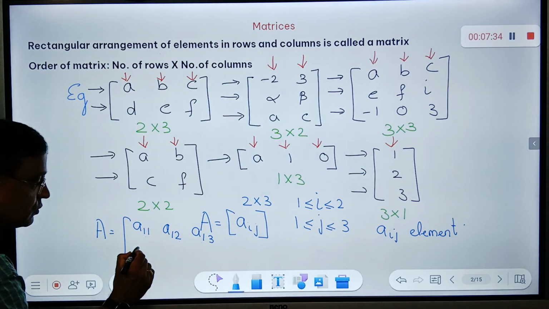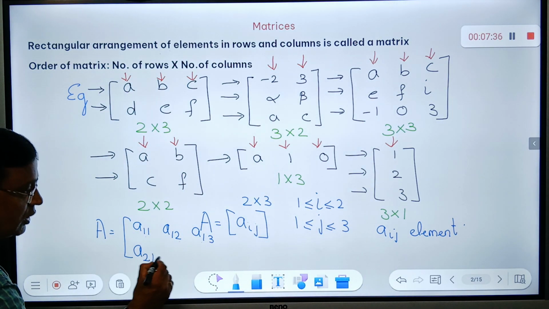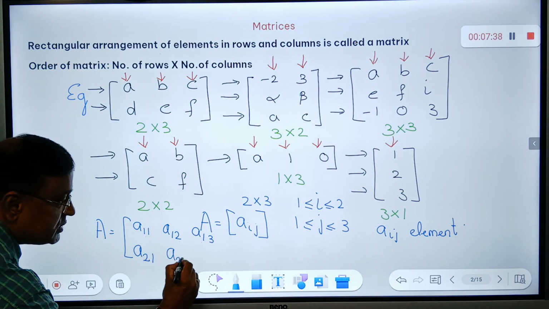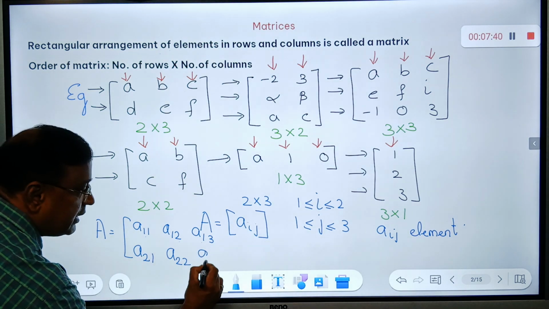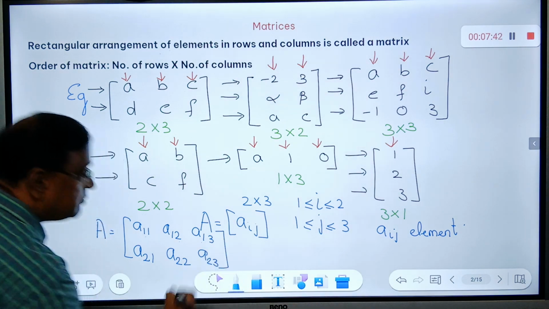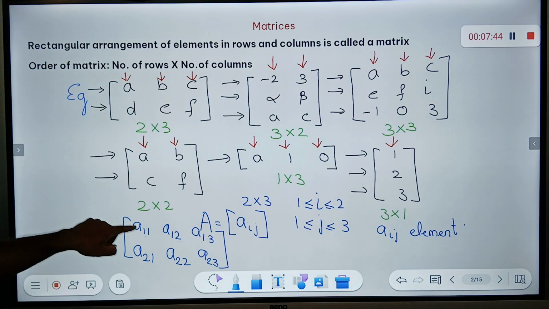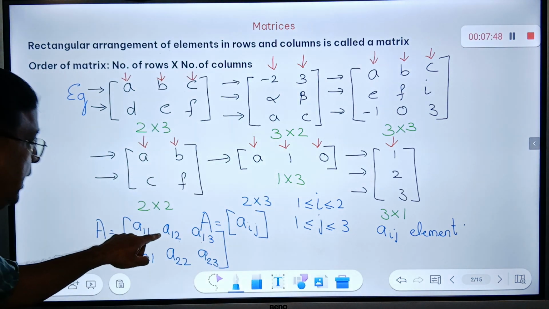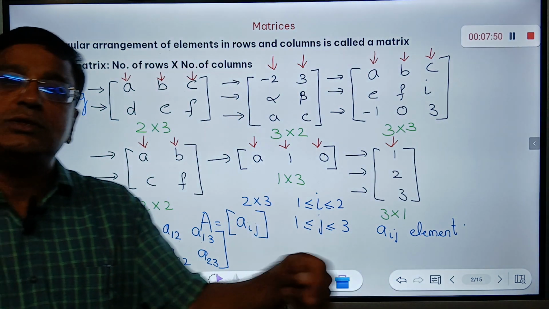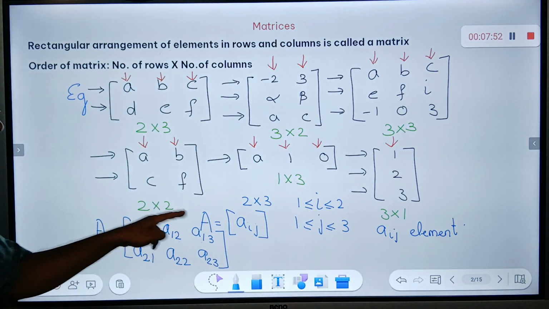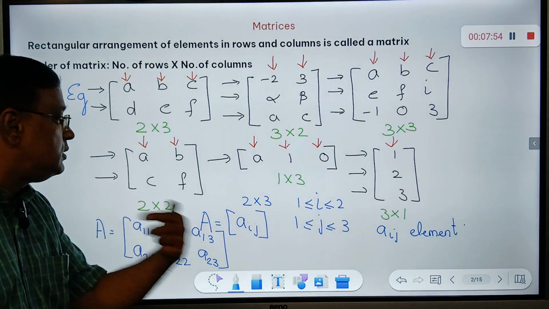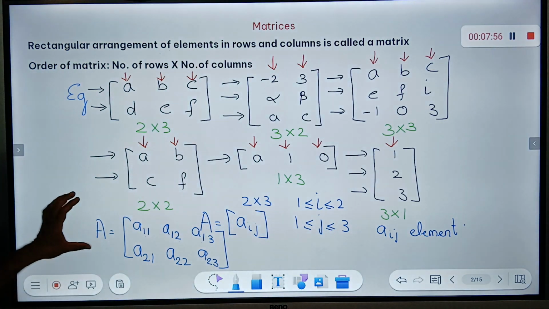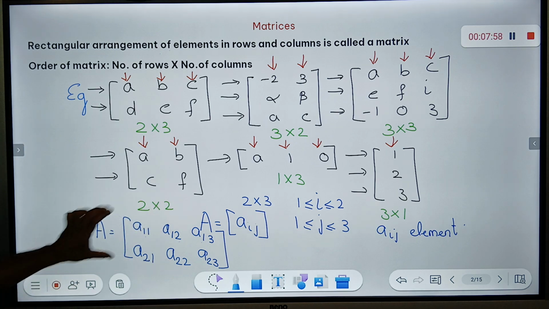So I go to the next row. Second row, first column element. Second row, second column element. Second row, third column element. So A11 means first row, first column element. A12 means first row, second column element. A13 means first row, third column element. So this is a general way of writing a matrix.